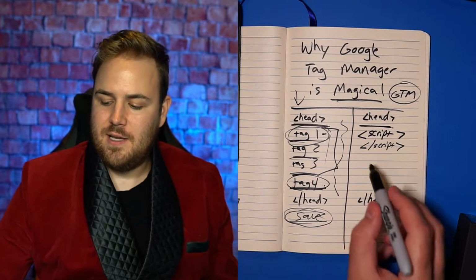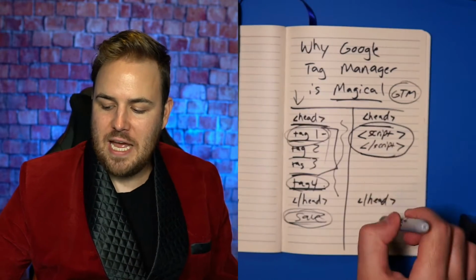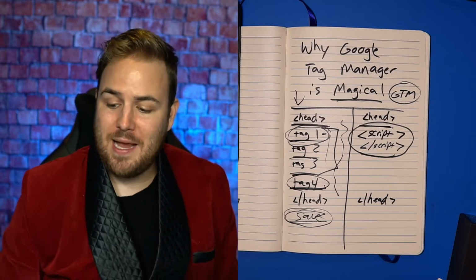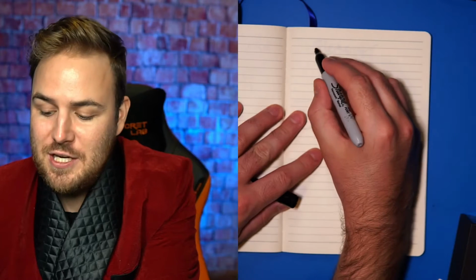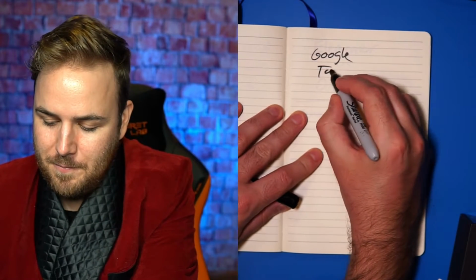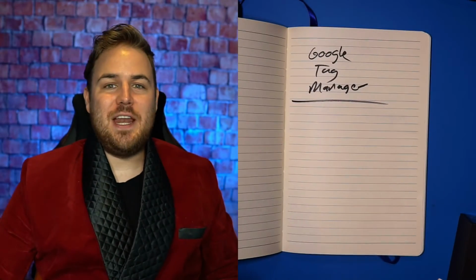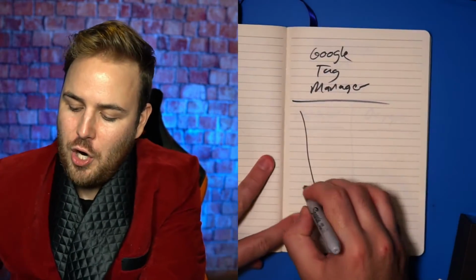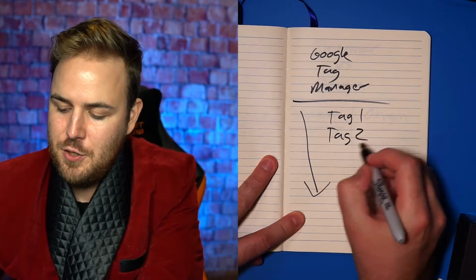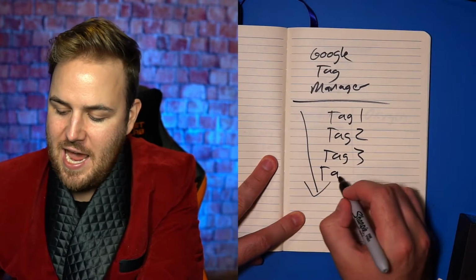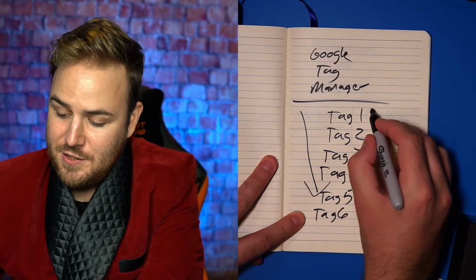And what this does is this script is locked. So once you make sure everything's correct in your head tag on your website, you never have to log back into your website. Guess what? Whenever you want to change anything after this, you just log into Google Tag Manager. And inside of Google Tag Manager, you can set the firing order of all of your different tags. So you've got tag 1, tag 2, tag 3, tag 4, tag 5, tag 6, and so on, okay?